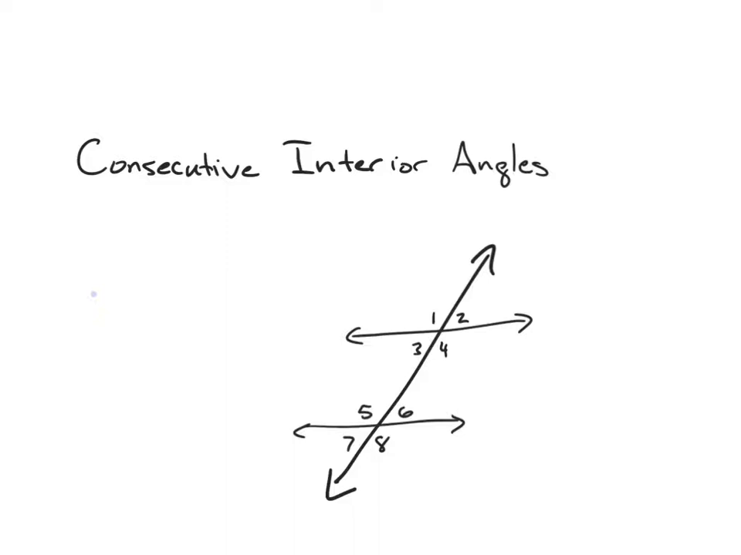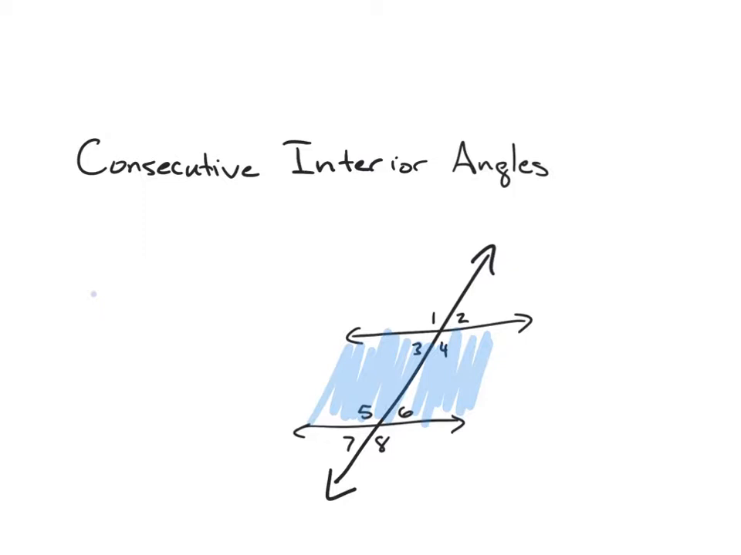I'm going to go with the interior part first just because it's easier to explain. Interior means it's in between the two lines cut by the transversal. So that angle has to be somewhere in here, 3, 4, 5, 6. Okay, consecutive is a fancy way of saying it will be on the same side of the transversal.